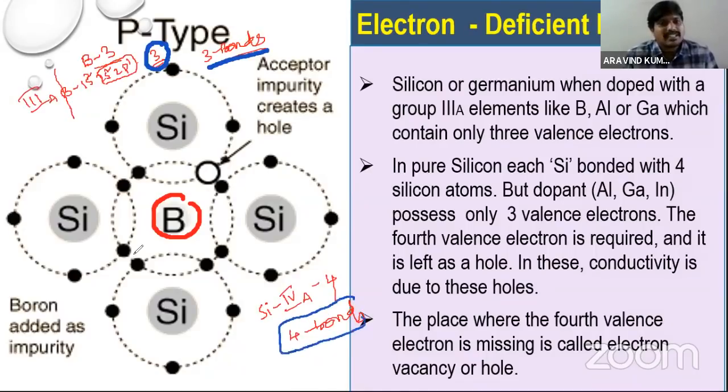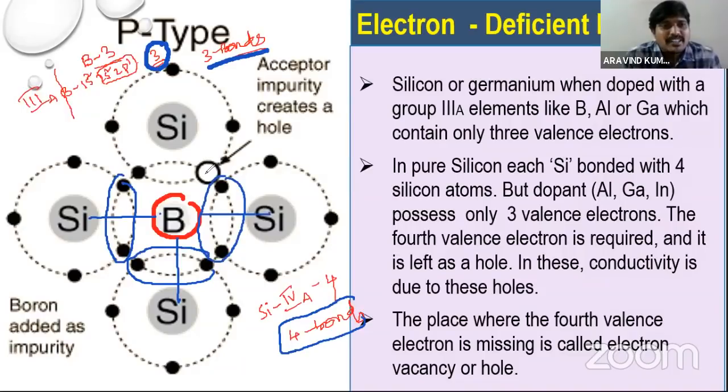4 bonds. Now you can say two electrons is nothing but 1 bond. Am I right? That means boron is connected to the silicon here. 2 electrons is not one. Now where is the one more, dear? Where is one more electron? No, that's the reason it is showing a hole.